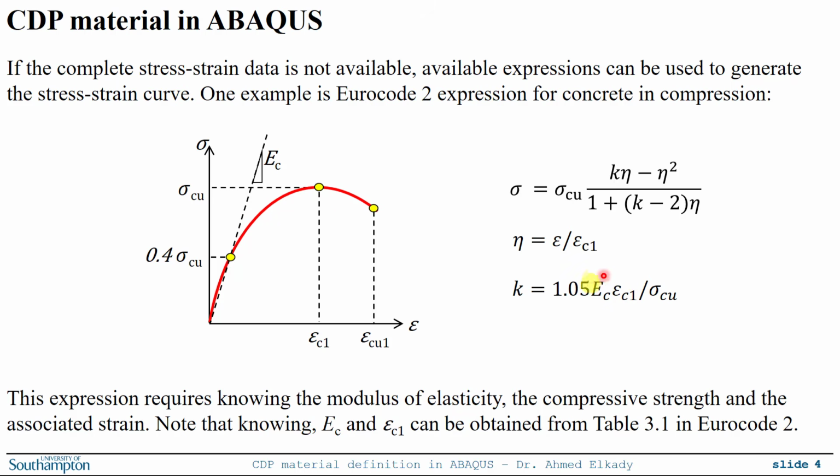If you don't have those, again in Eurocode 2, if you go to table 3.1, knowing the grade of your concrete, you can go into this table and obtain these values. And then once you have these values, you just plug them in Excel or something, and then you can generate this stress strain curve here, and then you can use it, of course, later on in ABAQUS.